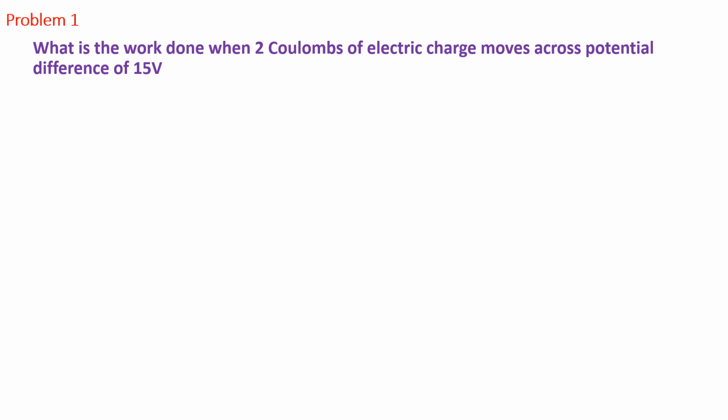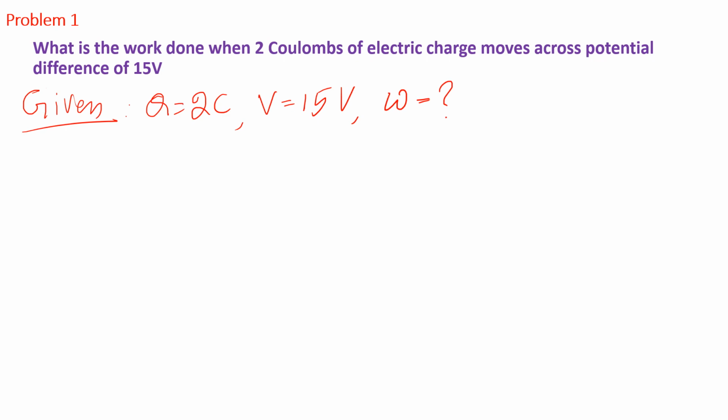The first problem is, what is the work done when 2 coulombs of electric charge move across a potential difference of 15 volts? So what are the given values? Given values are, 2 coulombs of charge, that is charge Q is equal to 2 coulombs, and the charge moves across a potential difference of 15 volt, that is V is equal to 15 volt. They are asking work done is equal to how much.